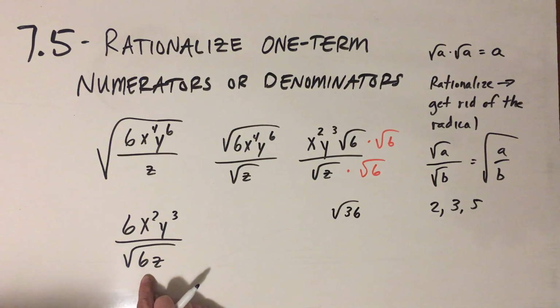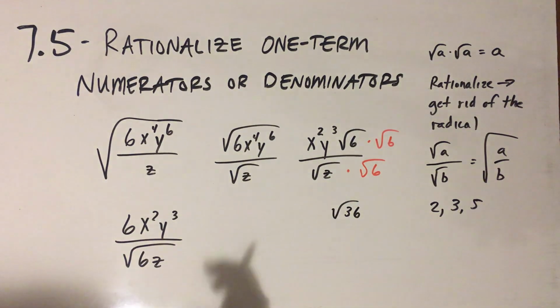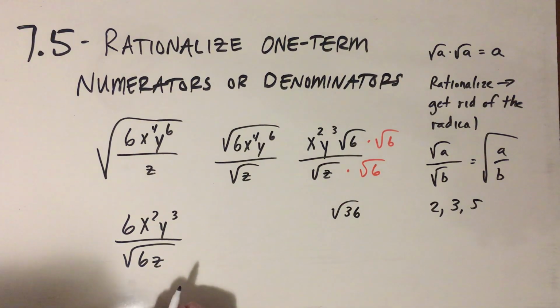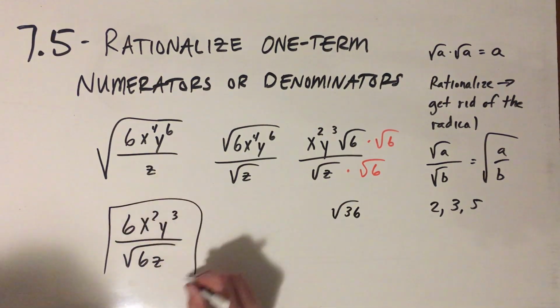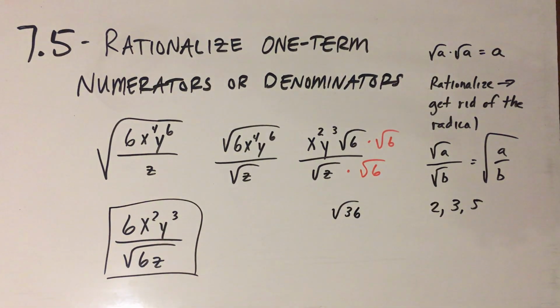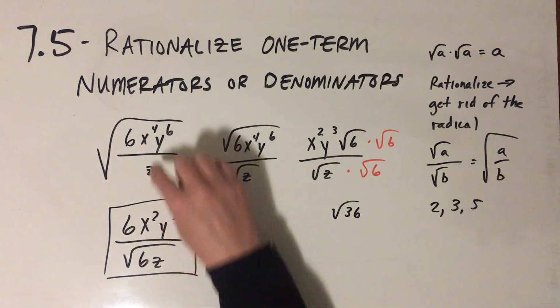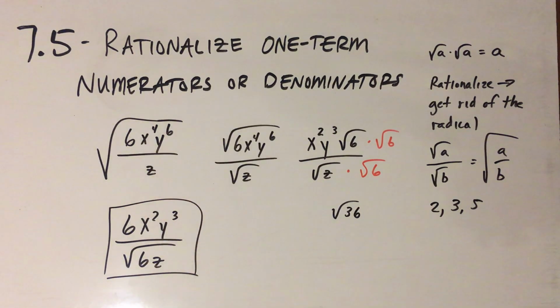So, again, can't cancel these 6's. I don't care if there's a radical in the denominator because my only goal here was to get rid of the radical in the numerator. So I just rationalized this one-term numerator. Now, again, it's one term because all of this is related through multiplication or division. It's not related through addition and subtraction. So this is how you rationalize one-term numerators and denominators, whichever one is specified.